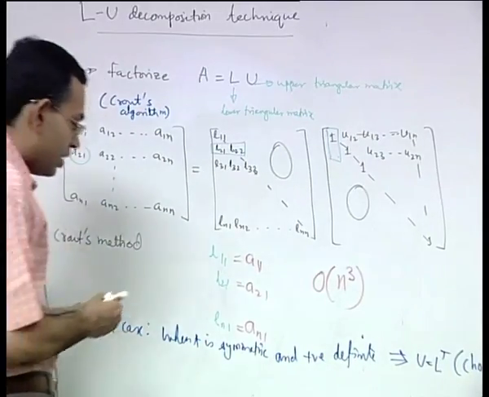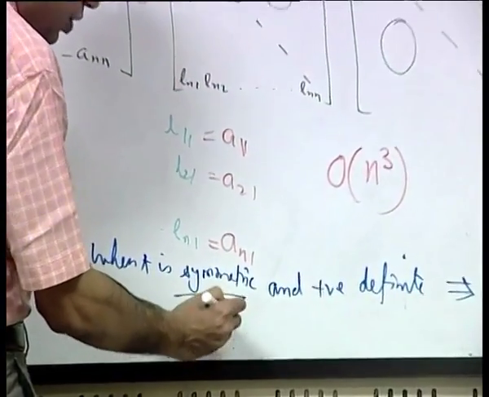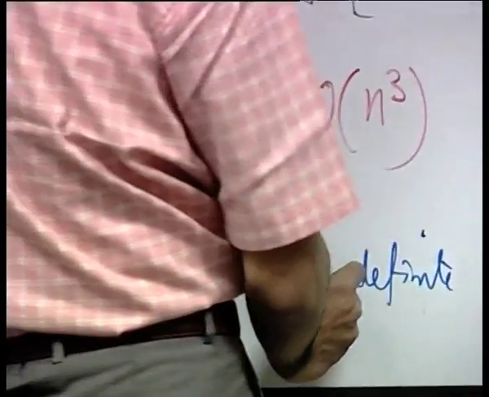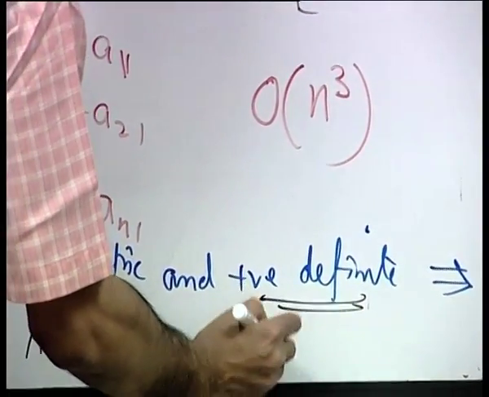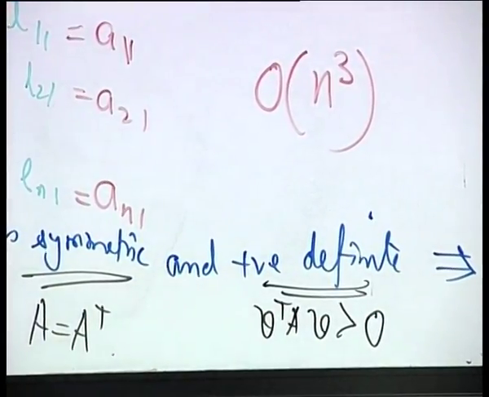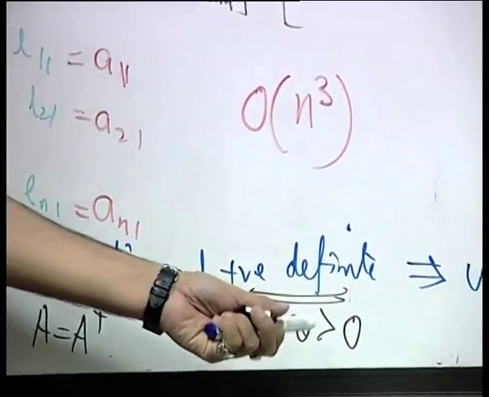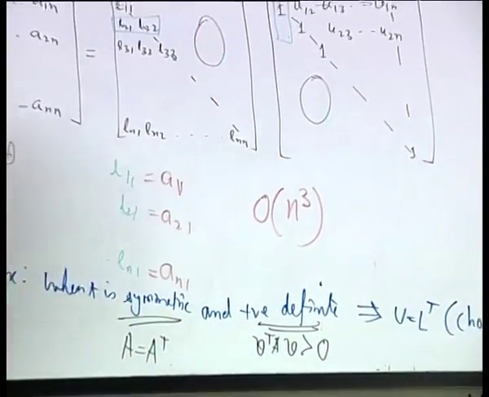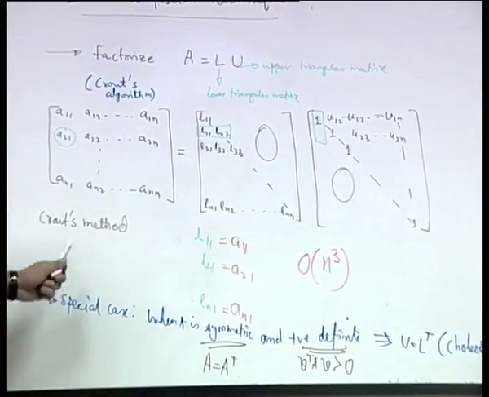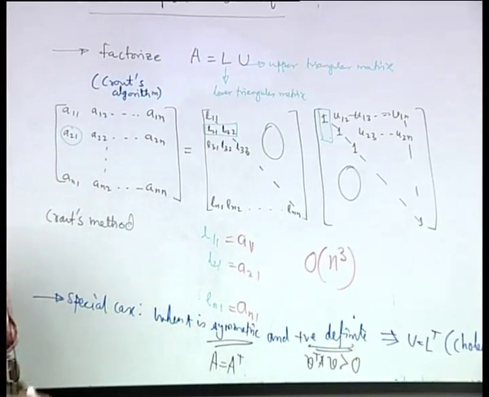So symmetric, what do you mean by a symmetric matrix A? When A and A transpose are the same, and positive definite, if for any vector V, V transpose AV is greater than 0, then we call A a positive definite matrix. So if A satisfies these two conditions, then only you can use this Cholesky's factorization principle.